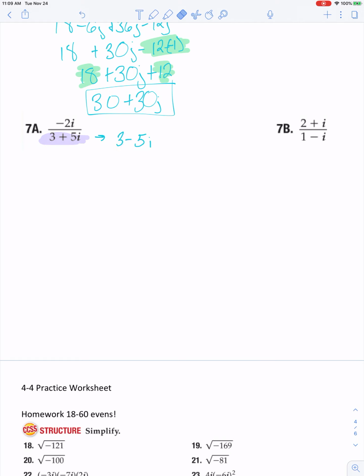As you are doing this though, because these are complex numbers, we're going to call these complex conjugates. Okay? You might write that down. It's a good vocabulary word. Complex conjugates. To simplify a number, I can't have any imaginary numbers in the denominator.